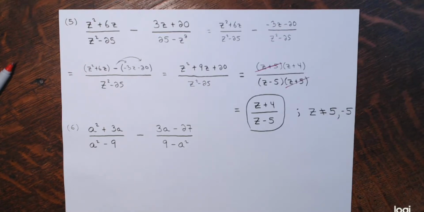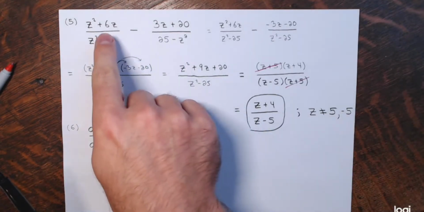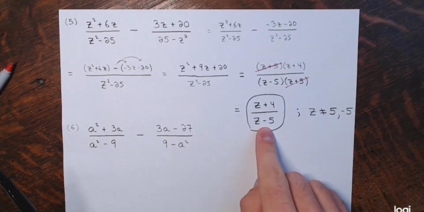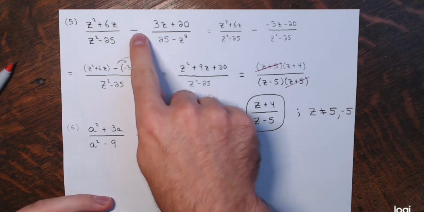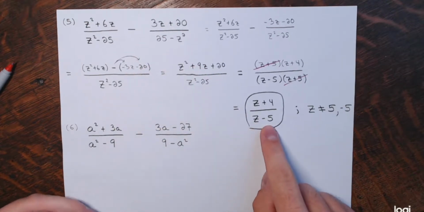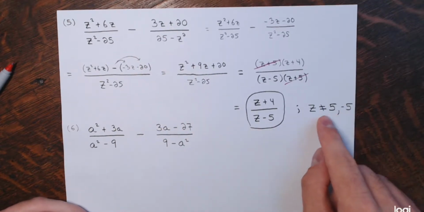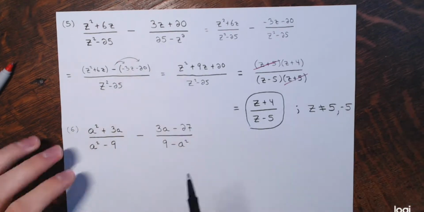But for anything else, replace z with any other number, and the value of the original expression will be the same as the value of this expression here. So for example, if I replaced z with 6, both expressions would have a value of 10. If I replace z with negative 4, both expressions would have a value of 0, and so on, as long as you're not replacing z with 5 or negative 5. And I leave it to you to check other values of z.